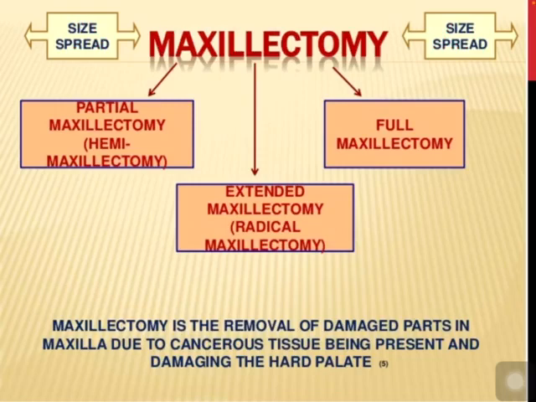The maxillectomy. Maxillectomy is the removal of the damaged parts in the maxilla due to cancerous tissue being present and damaging the hard palate.